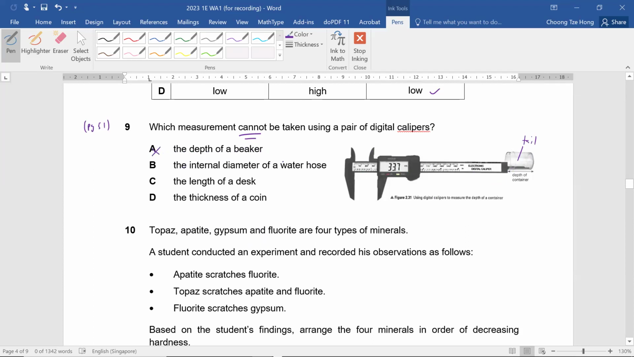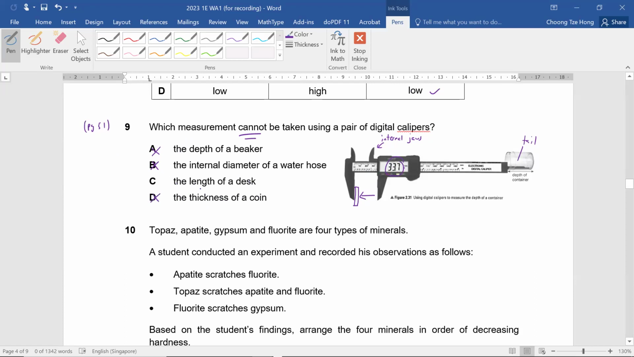Okay, internal diameter of the water hose, you can use this one. These are the internal jaws, which are meant to measure the inside diameter of containers or inside length of containers. So this one can. Remember the one cannot. Thickness of a coin, definitely you can just put the coin in between here, and then you close the jaw, and then it will give you the reading. Right, so this one can.